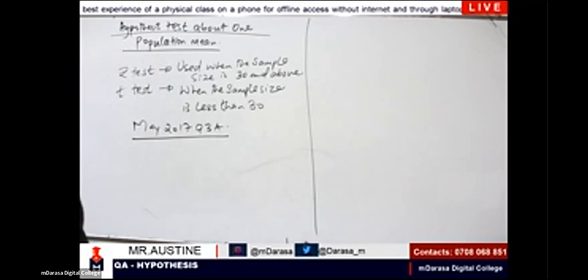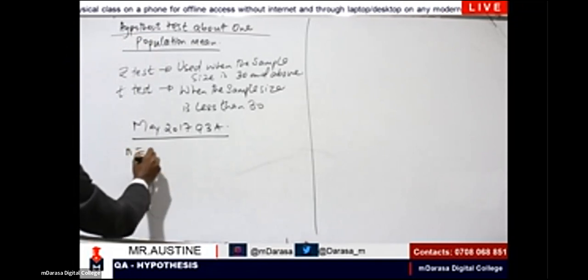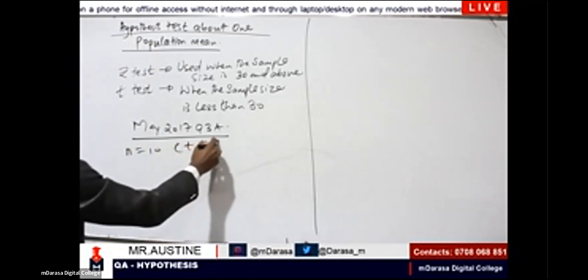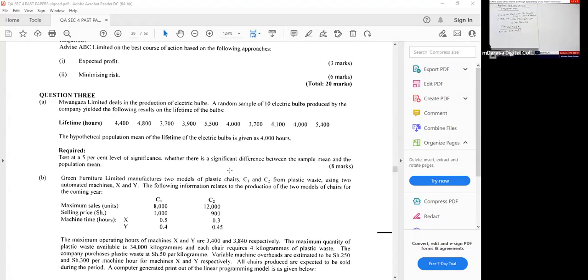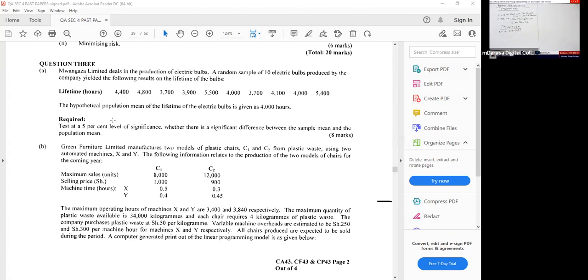So what we've seen there already, the sample size is 10. So when the sample size is 10, we are going to use a t-test. Then we've been provided with the population mean of 4,000 hours. The sample data that we've collected, we want to use to ascertain whether we are going to accept these 4,000 hours as the hypothetical mean of the bulbs that are produced by Mwangaza Limited.